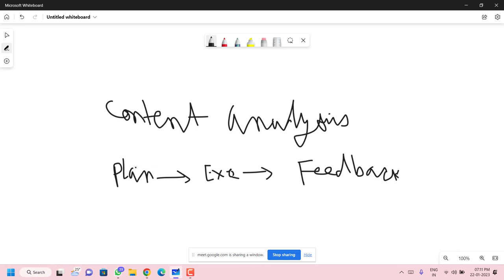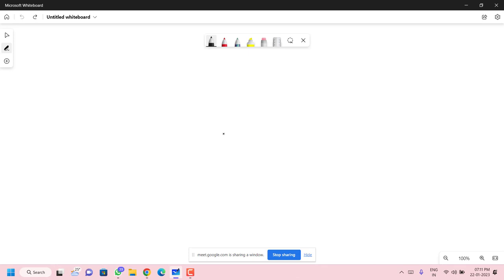And during the plan, we have also seen that the content analysis is one of the aspects. The next thing that we will discuss in this series is what are the different things that we have to see in the planning phase. In shortcut, I will be writing, because I am writing with a mouse, so writing in detail may not be possible and it will take more time also. So in the plan, the content analysis is one aspect.